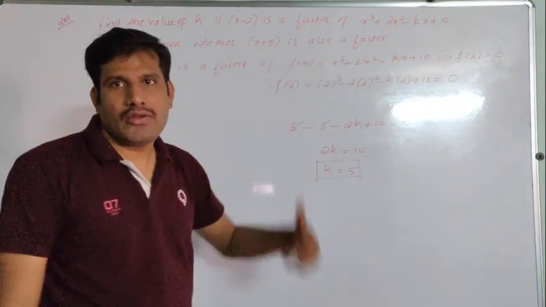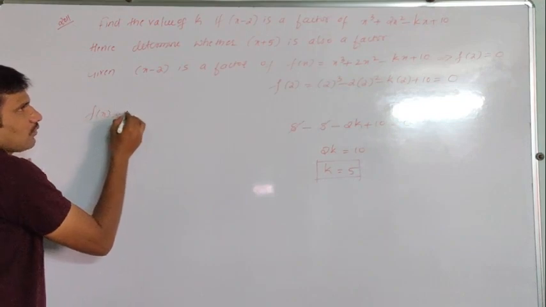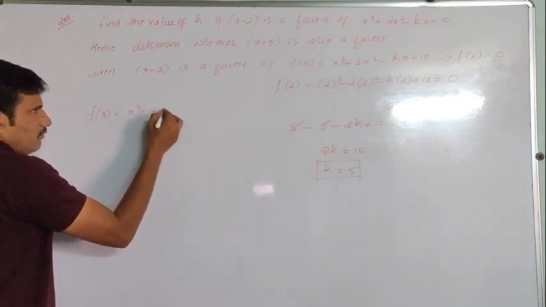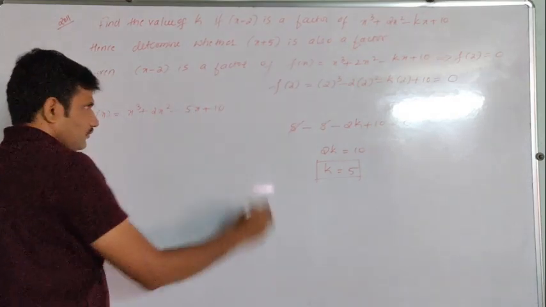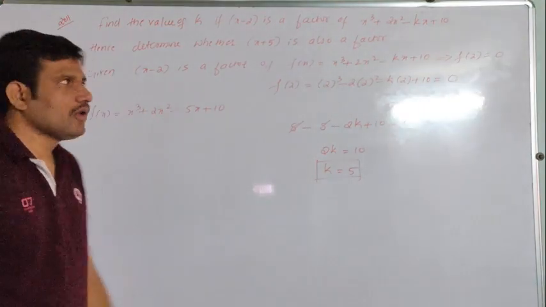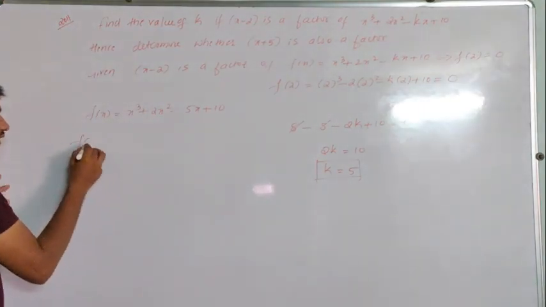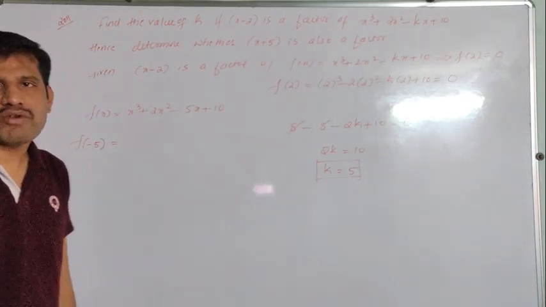Now substitute the k value in the given polynomial. So f(x) is equal to x cube plus 2x square minus kx, what is kx? 5x, plus 10. Now we have to check whether x plus 5 is also a factor. x plus 5 is a factor means we have to check f(minus 5).